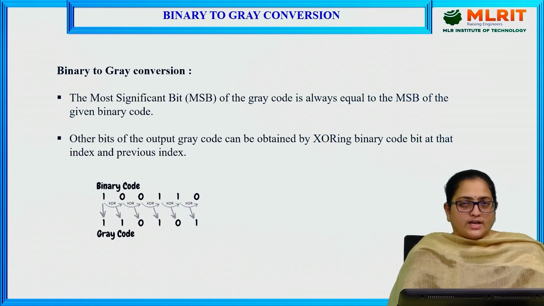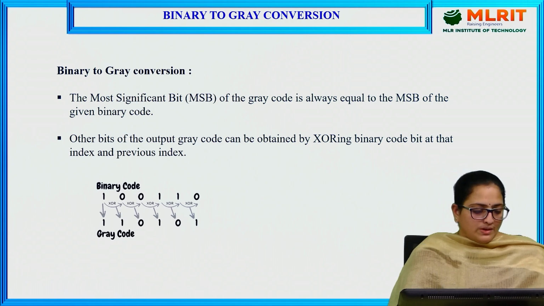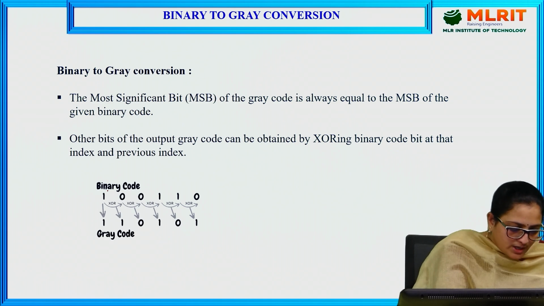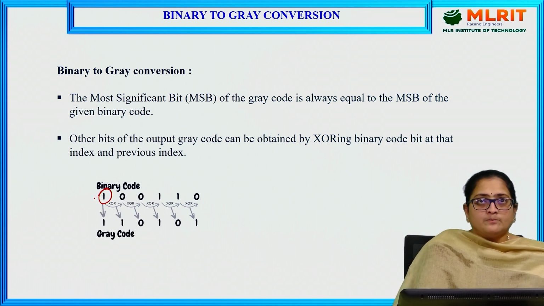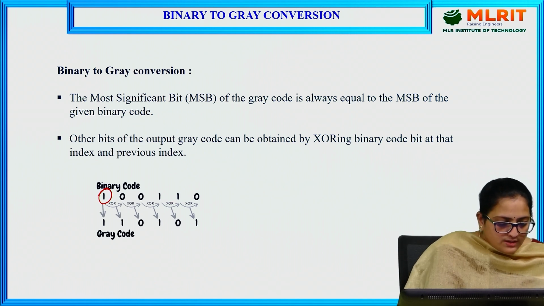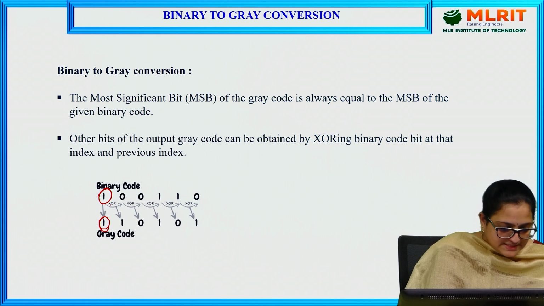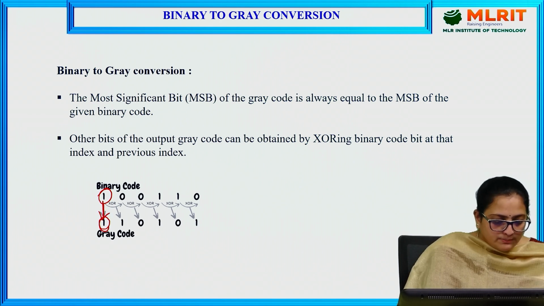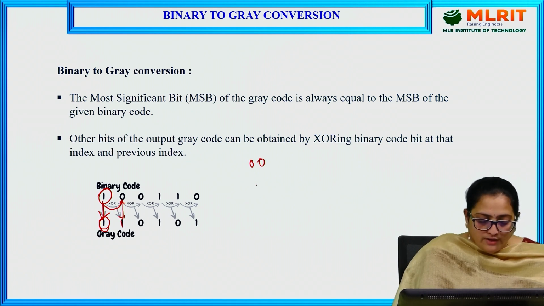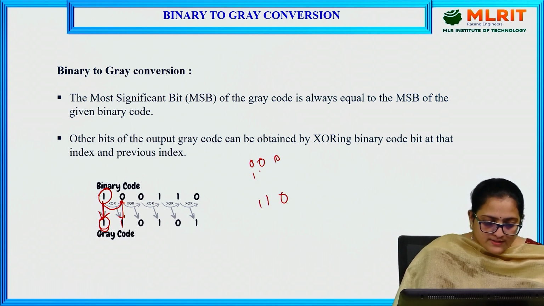So, first binary to gray conversion. The inputs are binary values and output will be a gray values. The most significant bit of the gray code is equal to the MSB bit of the binary code. How to convert a binary to gray code? See here an example I have taken 10011. The MSB bit of gray code should be the same as the binary code. Later, the binary code's MSB bit and the next bit should be XORed and the output will be given as 1. The XOR operation: if you have similar values, then it produces an output of 0. If it has different values as an input, it produces an output of 1.